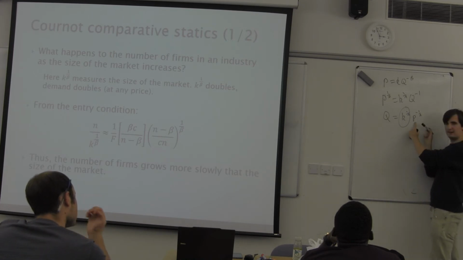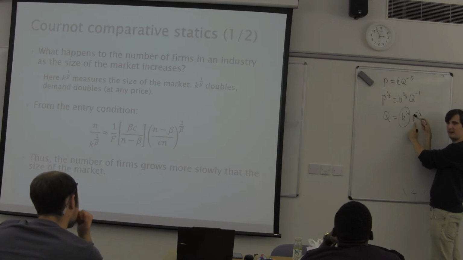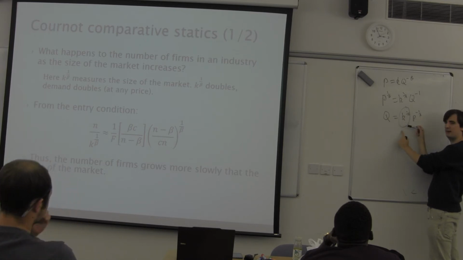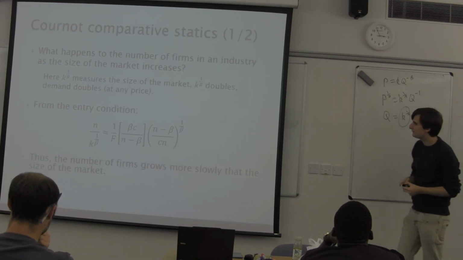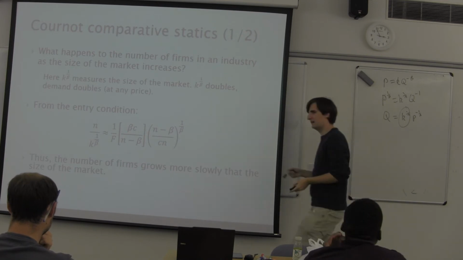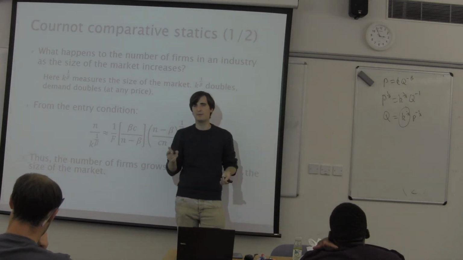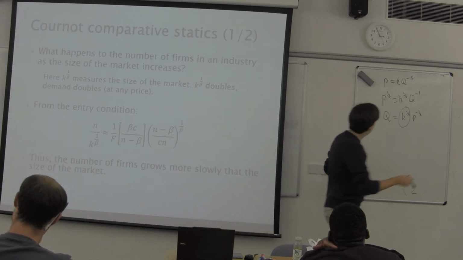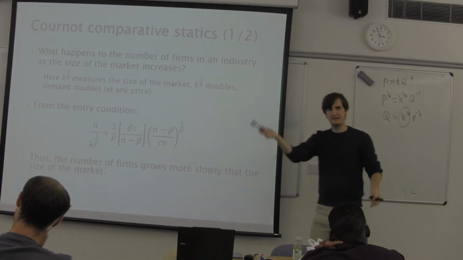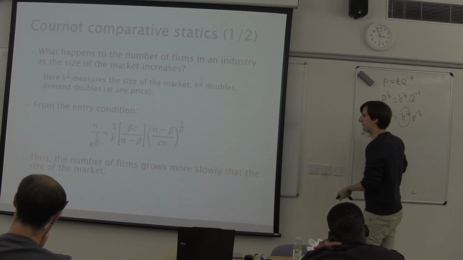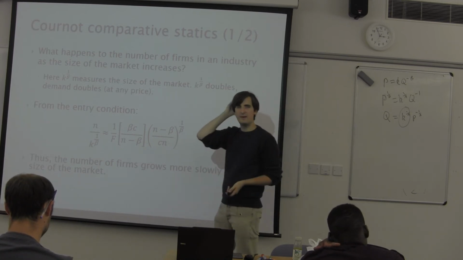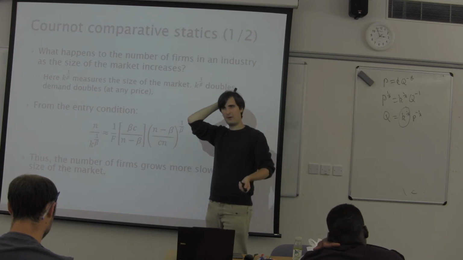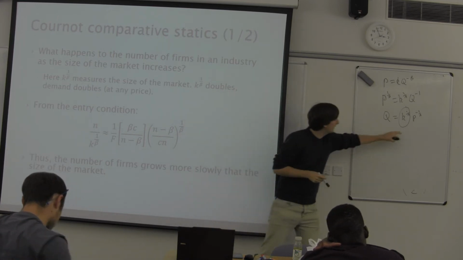If you hold price fixed and you double K to 1 over beta, then that's doubling demand. In fact, for any price, if you double K to 1 over beta, that's doubling demand at any price. So you can think of this as a measure of the overall level of demand for the product. Beta is giving you the elasticity of demand. K to 1 over beta is giving you how much demand there is overall. So what we want to know is the relationship between the number of firms in the industry and the size of the market, K to 1 over beta.